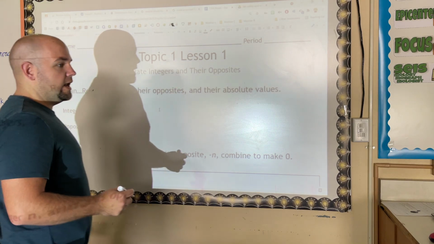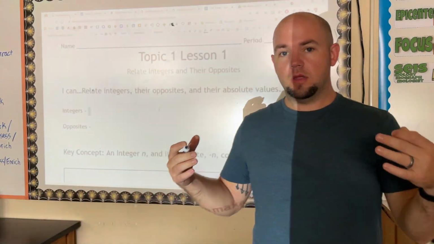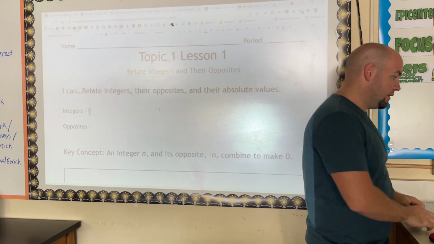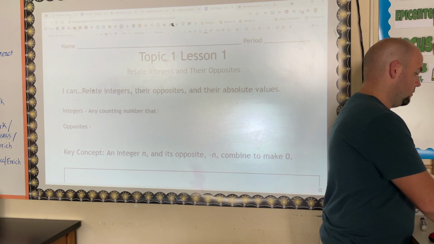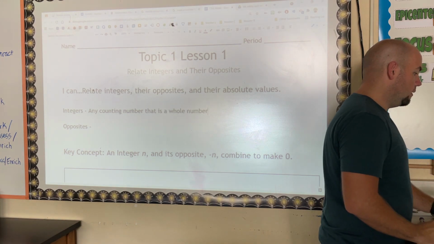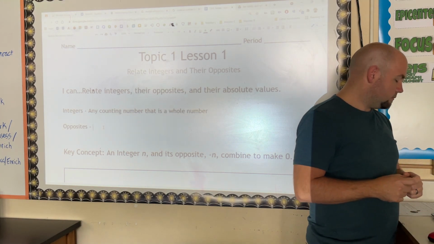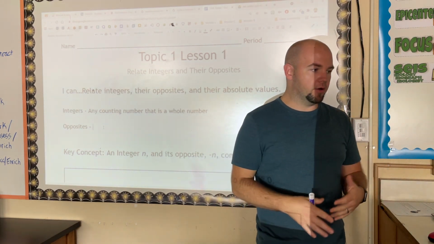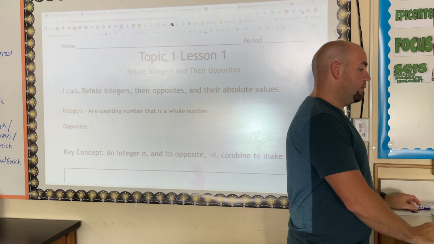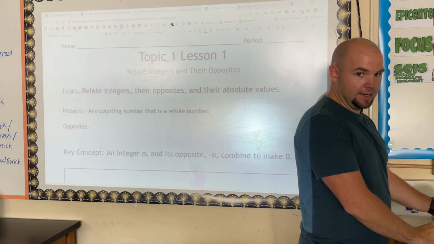Integers are any number that we are able to count with. So you can think of any counting number that is a whole number. And it's not a fraction either. So if you're thinking of like 1/2 or 1/3 or 1/8 or anything like that, those are not integers.